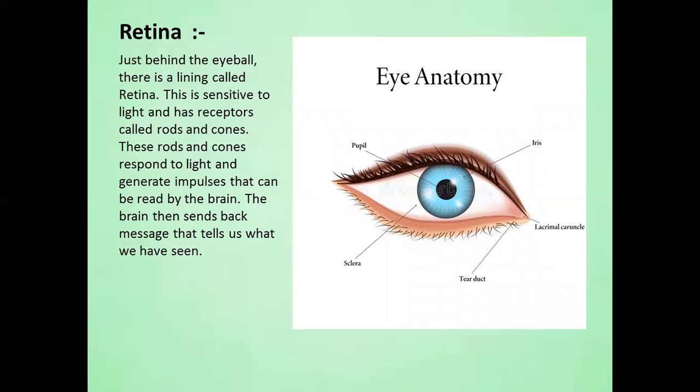Retina. Just behind the eyeball, there is a lining called the retina. This is sensitive to light and has receptors called rods and cones. These rods and cones respond to light and generate impulses that can be read by the brain. The brain then sends back messages that tell us what we have seen.